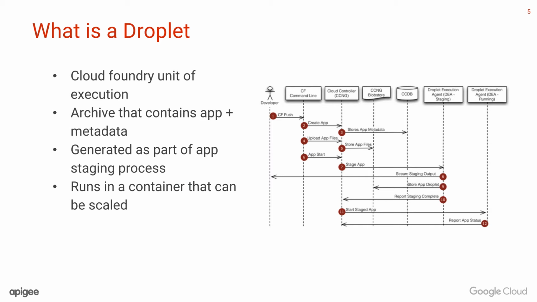So what is a droplet? A droplet is a Cloud Foundry unit of execution, and this is the archive that actually contains the app and metadata and will actually run as a container that can be scaled inside your Cloud Foundry environment. So when you think of an application instance, this is basically what a droplet is.